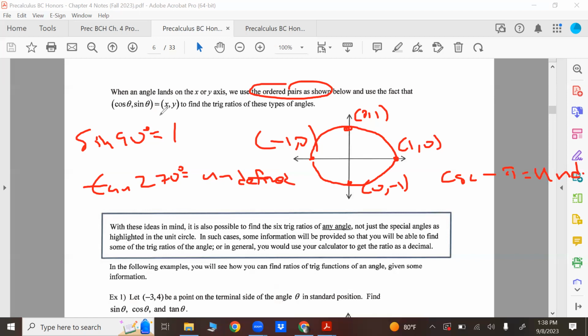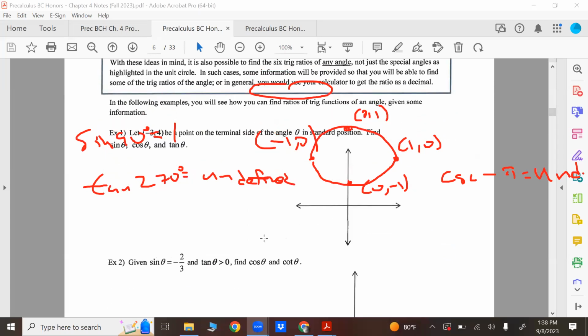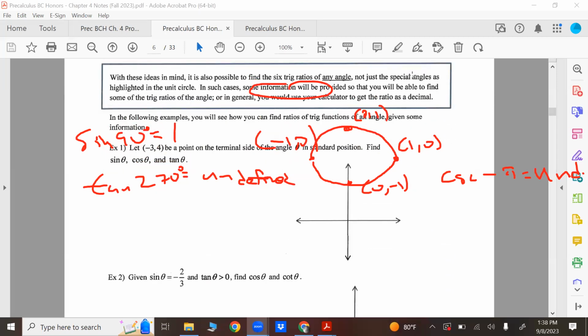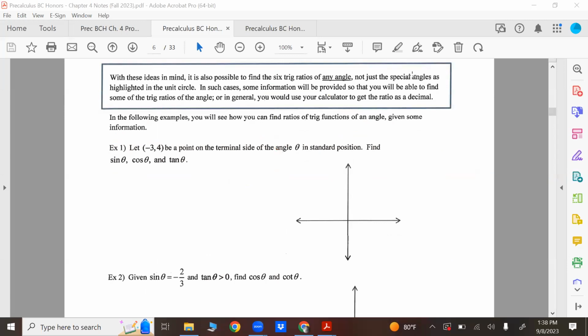Okay. So now let's talk about more of the heart of the matter and what you're going to have for homework for the weekend. Well, I think you guys get it done today. It is possible to find the 6 trig ratios of any angle, not just special angles. And sometimes what we need to do is draw. So here's an example: negative 3, 4. I'm going to draw negative 3, 4. The unit circle doesn't quite apply here because the hypotenuse is not going to have a length of 1.